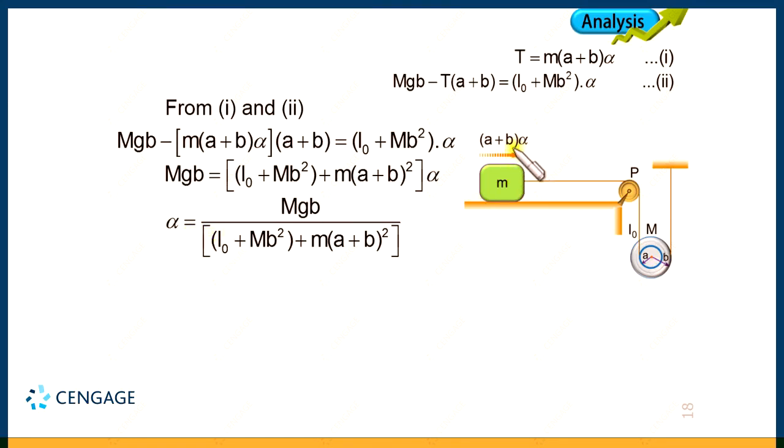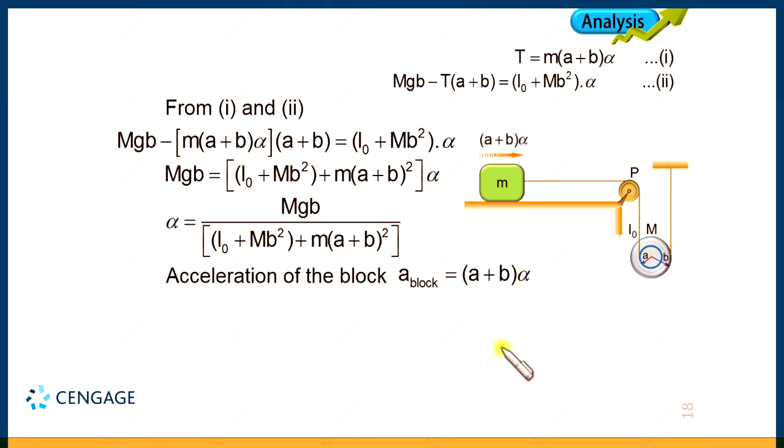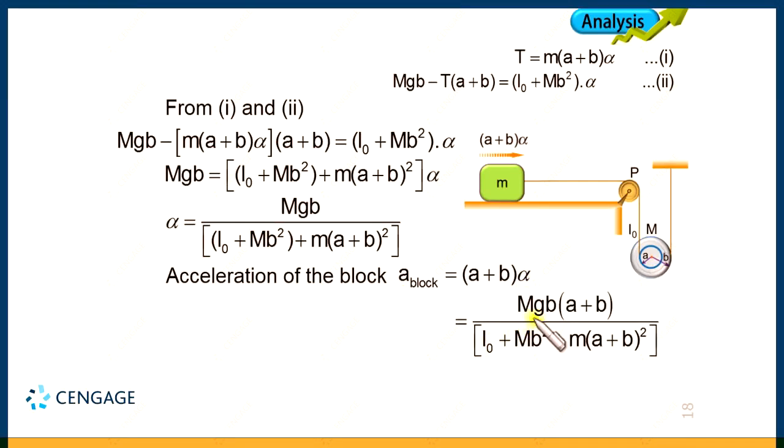Now we need to calculate the acceleration of this block. This is equal to A plus B multiplied by alpha. So the acceleration of the block will be equal to A plus B multiplied by alpha, and we have calculated the value of alpha. We can substitute here, and this is the final acceleration: capital M g b (a plus b) overall divided by I naught plus capital M b square plus m(a plus b) whole square.